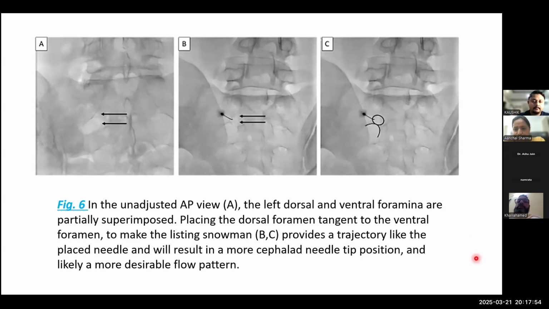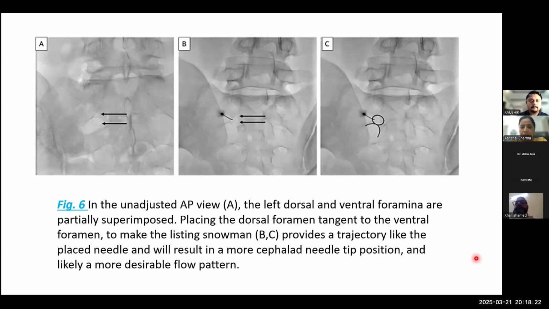It has been seen that quite a few people find it difficult to do S1 injections because the S1 foramen always, the bone is coming, and the success rate of getting through S1 is comparatively low because this anatomy is very important.